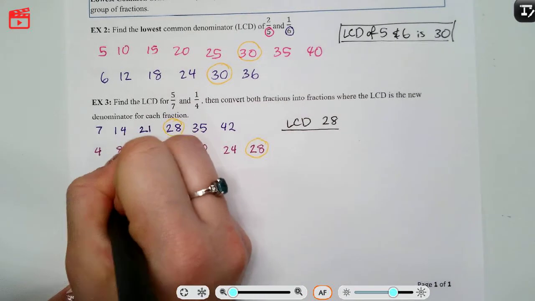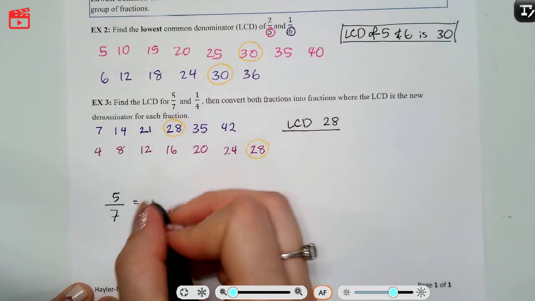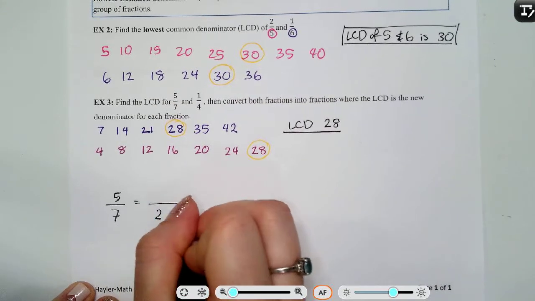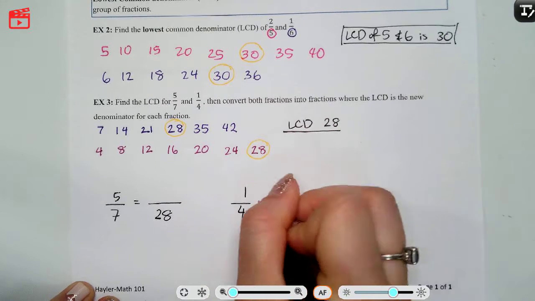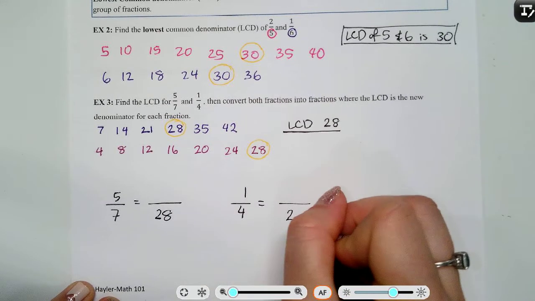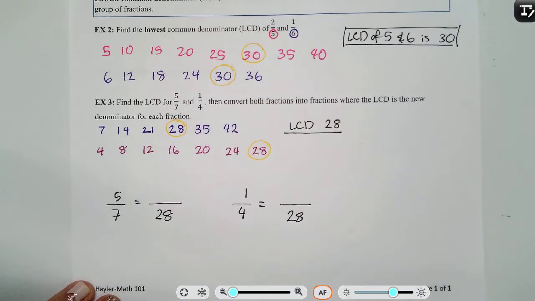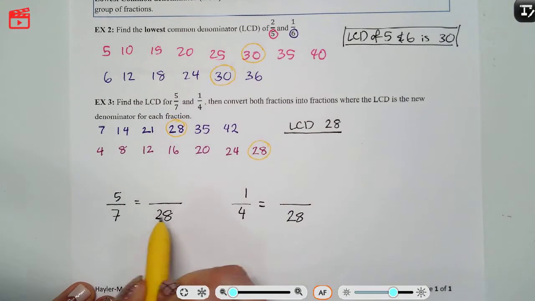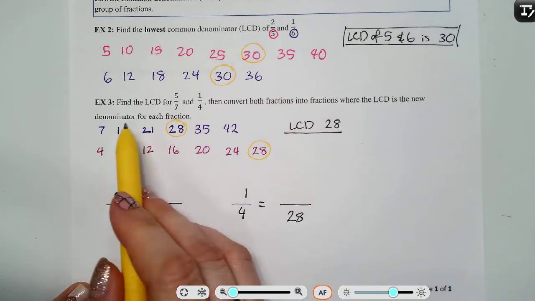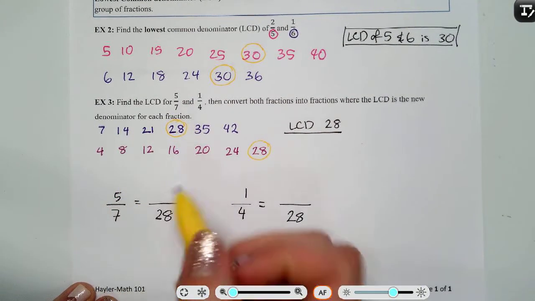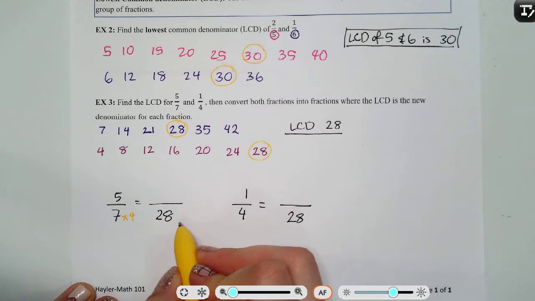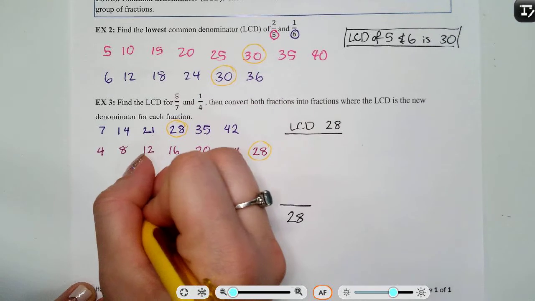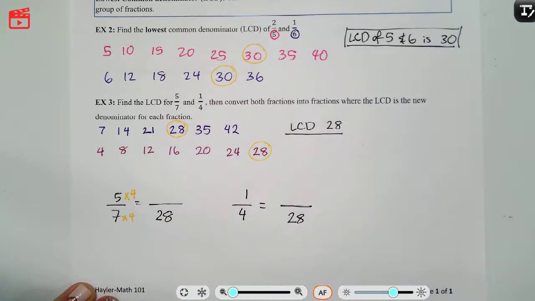So I want to make 5 over 7 look like something over 28. And I want to make 1 over 4 look like something over 28. Well, to make 7 look like 28, I need to multiply it by 1, 2, 3, 4. 7 times 4 is 28. So, I'm going to do the building up property. I need to do 5 times 4. And what is 5 times 4? That's 20.